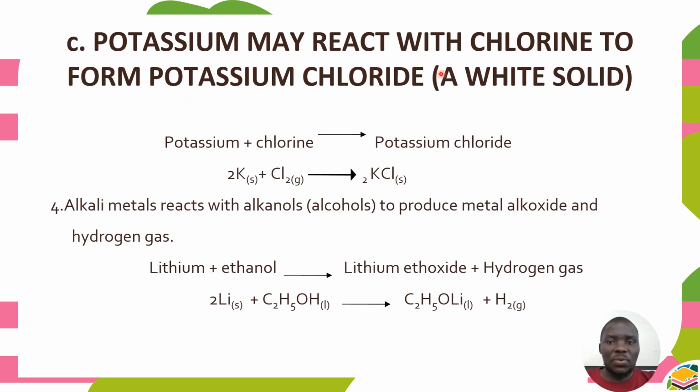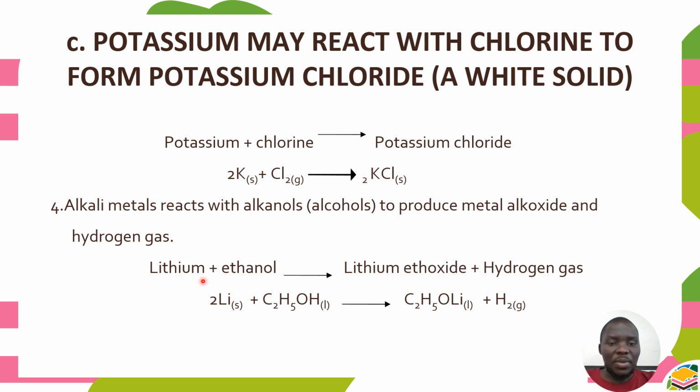Potassium may also react with chlorine to form potassium chloride, which is also a white solid. So you can check here, we have potassium plus chlorine to form potassium chloride. This is the chemical equation. Alkali metals react with alkanols. Apart from chlorine, they can also react with alkanols to produce a metal alkoxide and hydrogen gas, similar to what was happening when they react with water.